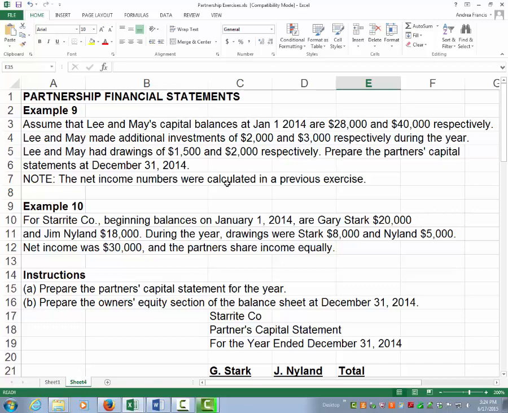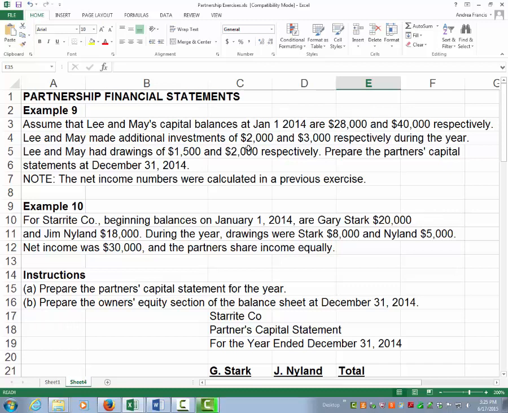Note, the net income numbers were calculated in a previous exercise. That's correct. That was from exercise 8 or example 8. So where do we begin? Well, it's important to first remember what exactly is needed to show the partner's capital balance. So if you recall from accounting 1, we always have a beginning capital balance unless the company just started, at which point the capital balance would be 0. But since this company has not just started, the partners have a beginning capital balance.